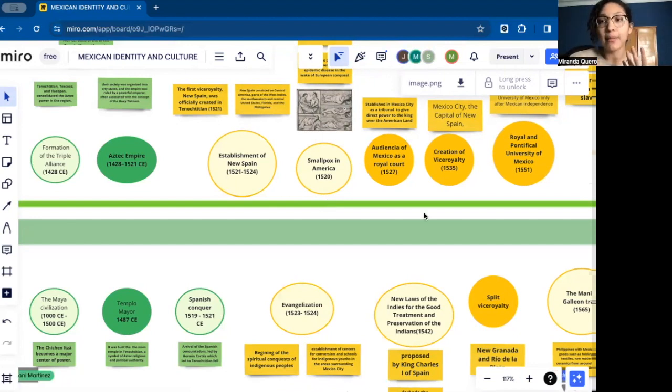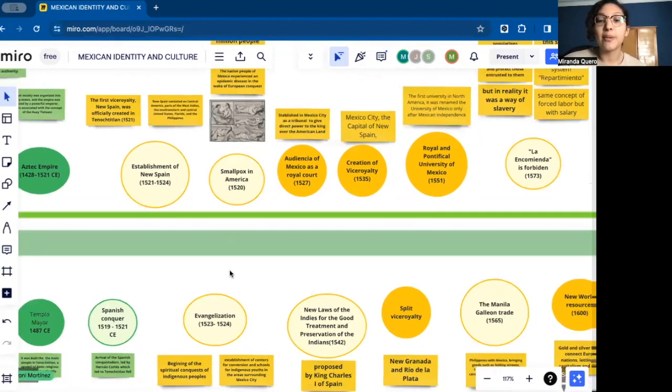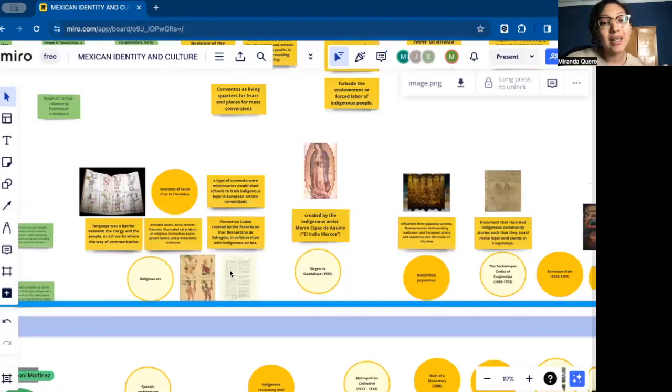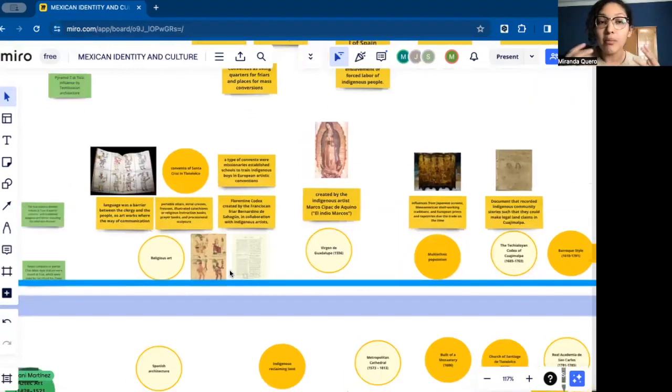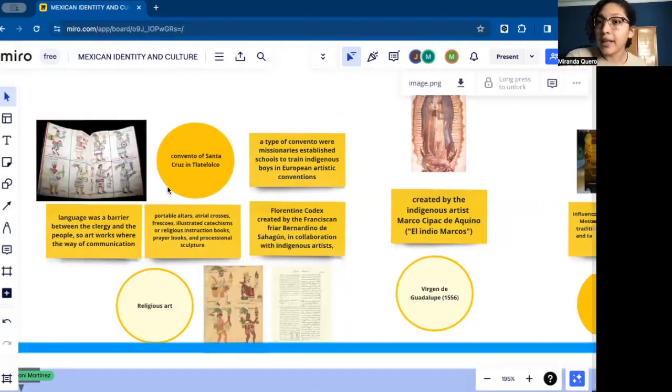Now we can see, for example, in this yellow color, one of the most important movements was the evangelization, which was literally the spiritual conquest, when all these beliefs started to change and were represented a lot in art. Art was focused on religious motives in order to educate the indigenous people to get to know God, to get to know the importance of Catholicism and the church, and why what they were doing was wrong.